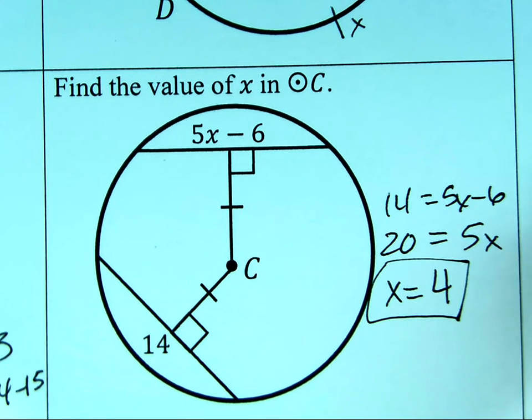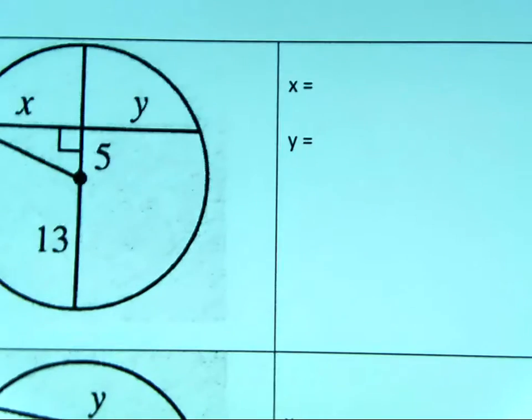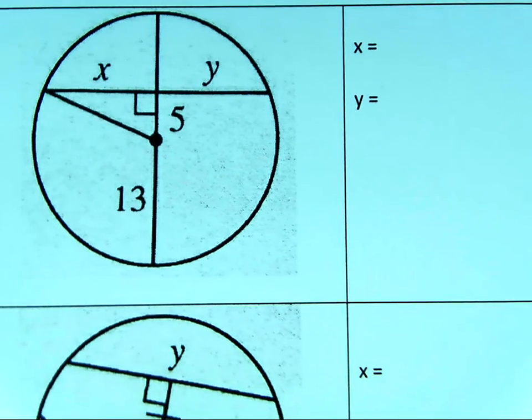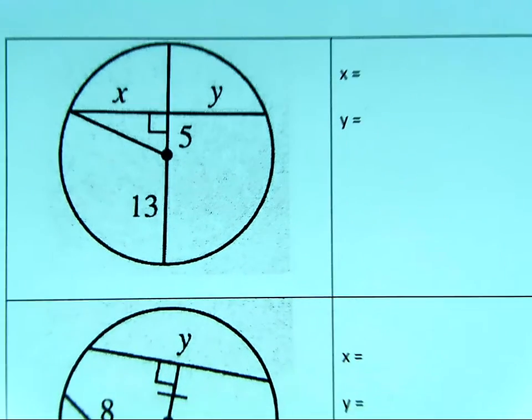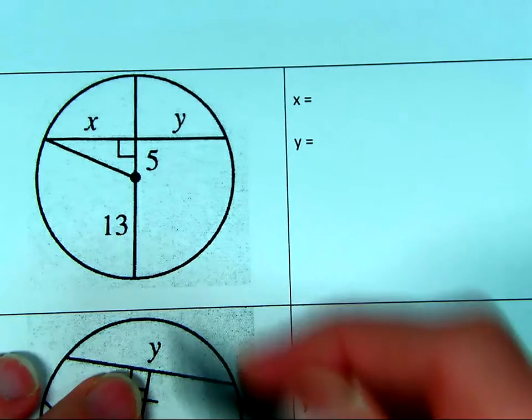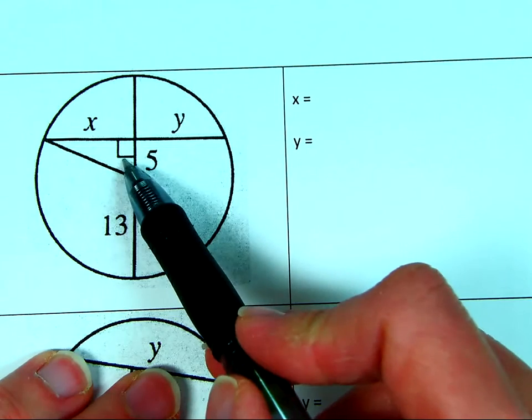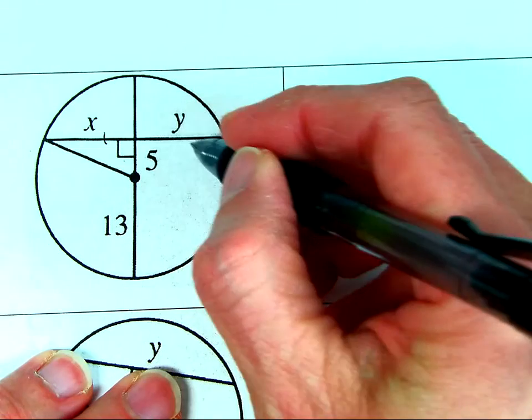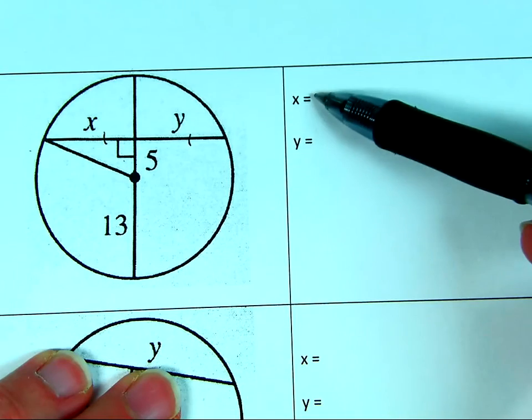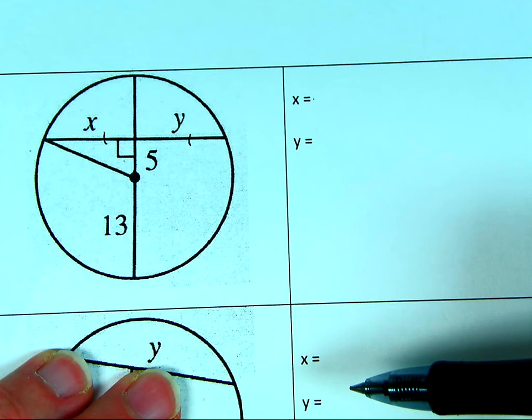So we have 4 more that we're going to work on today. I'm going to zoom out a little bit. On this particular one, I noticed that the diameter is perpendicular to a chord, which makes x and y equal. So that makes my job easier. I now know that x and y are going to be exactly the same.